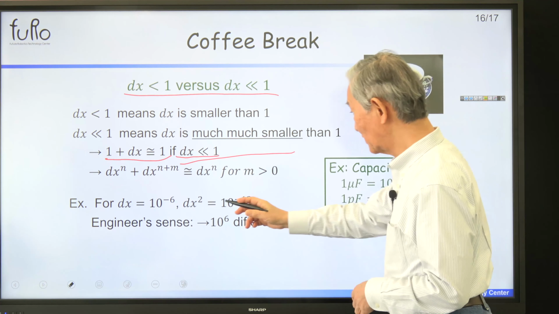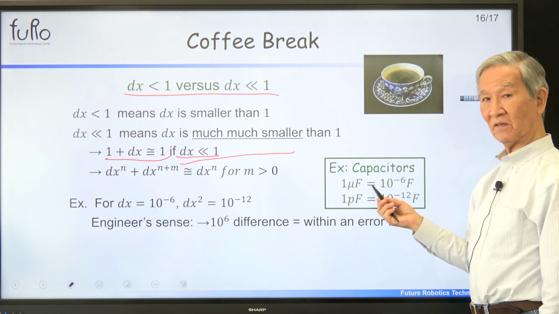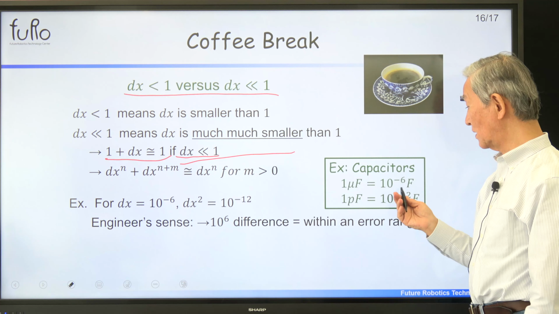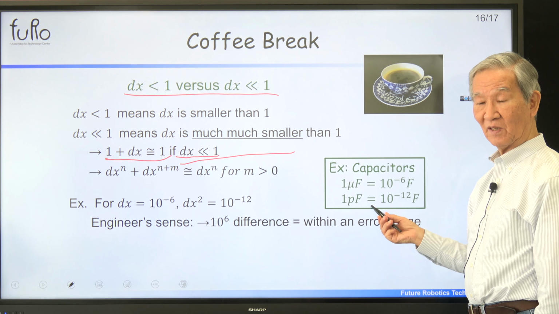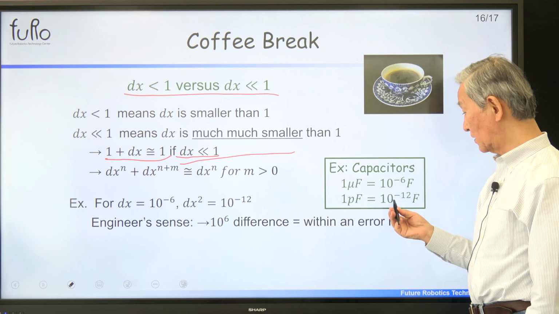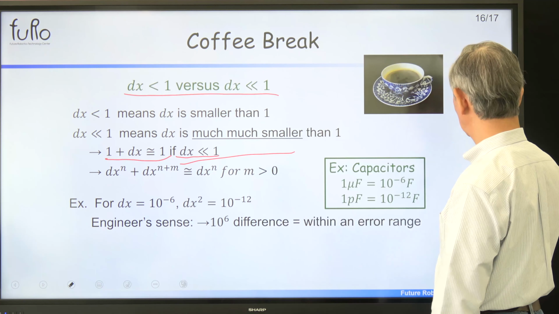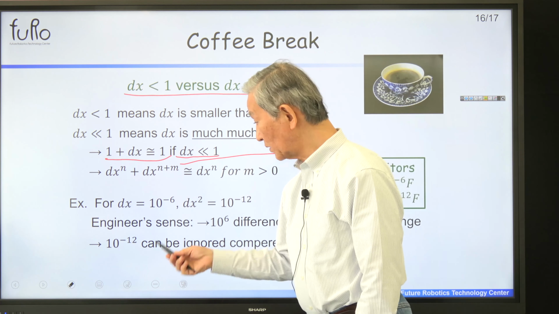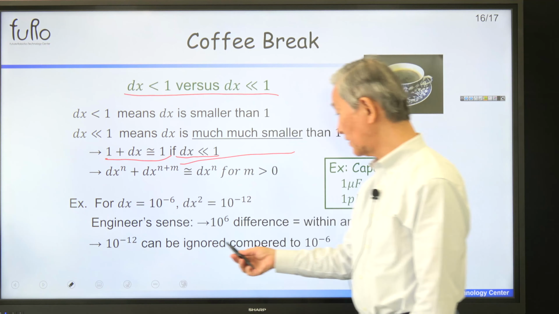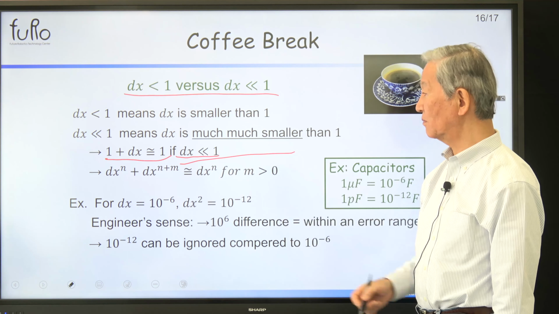Where do those values come from? An example is a capacitor. A 1 microfarad capacitor is the regular one we use. That's 10 to the minus 6 farad. A 1 picofarad capacitor, we use that often too. That is 10 to the minus 12 F. So that kind of difference can happen in engineering so often. So what I can say is that 10 to the minus 12 can be ignored compared to 10 to the minus 6. That's what this much less than means.